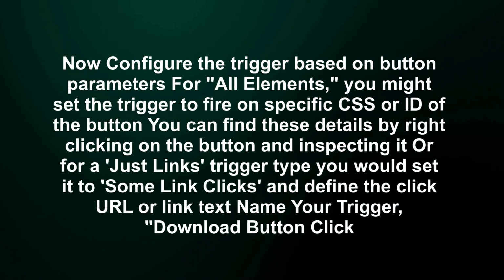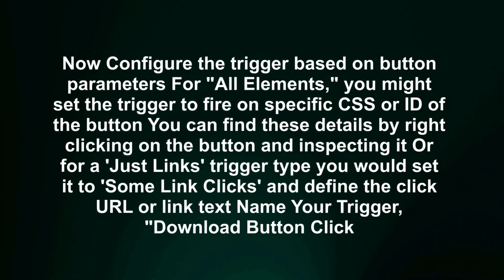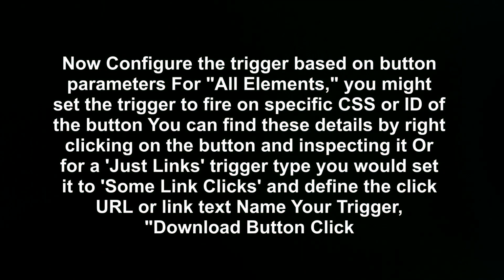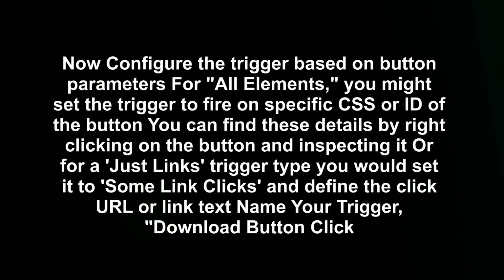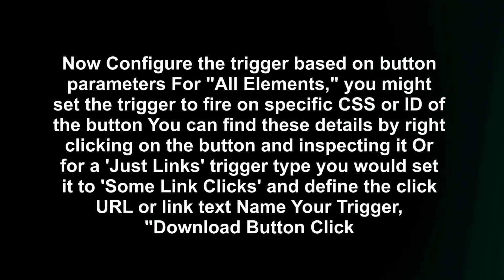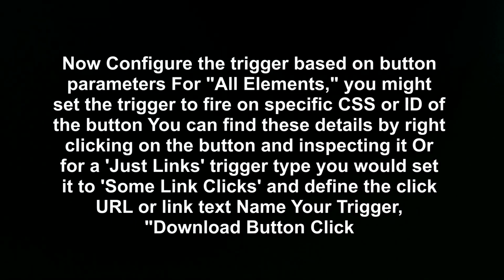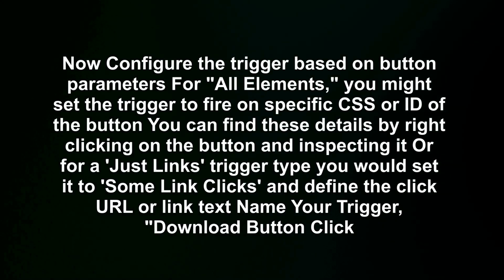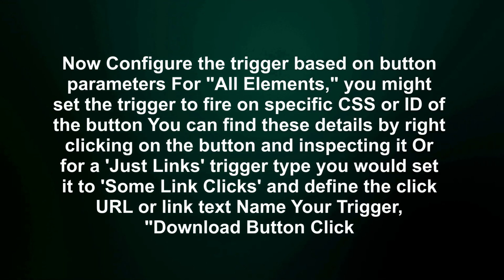Now configure the trigger based on button parameters. For All Elements, you might set the trigger to fire on the specific CSS or ID of the button. You can find these details by right-clicking on the button and inspecting it. For a Just Links trigger type, you would set it to some link clicks and define the click URL or link text.